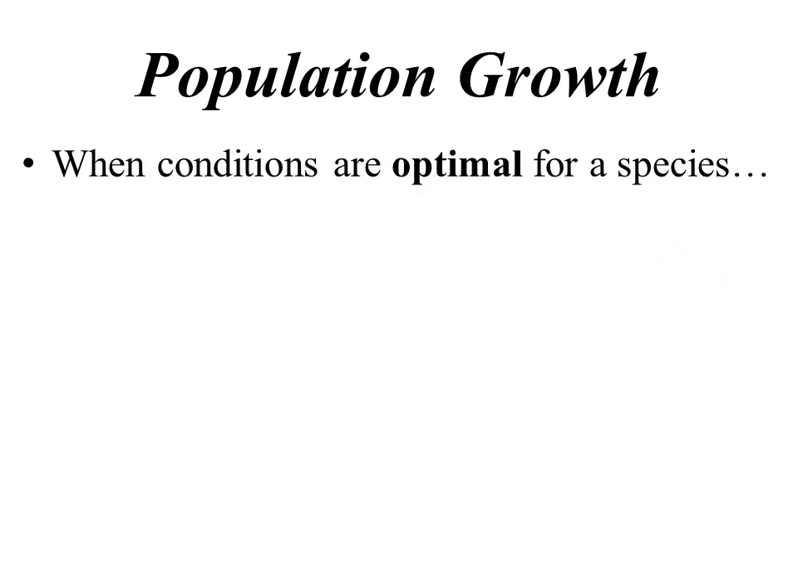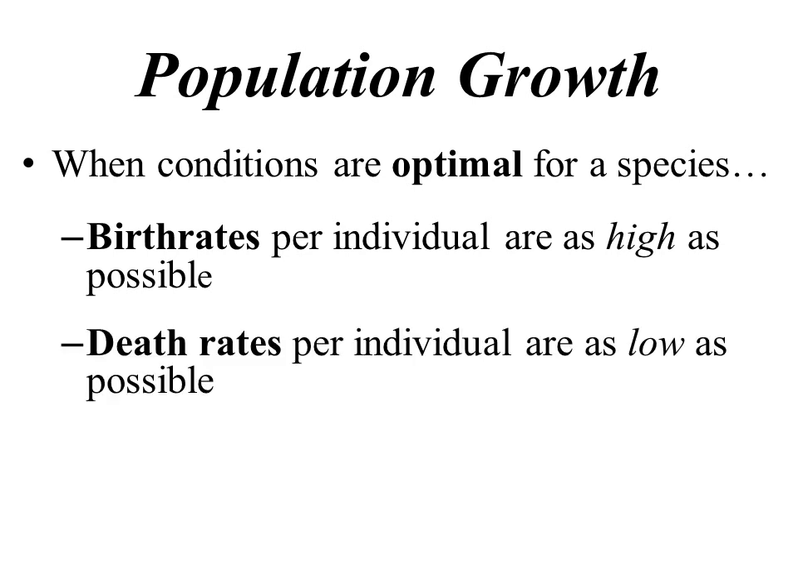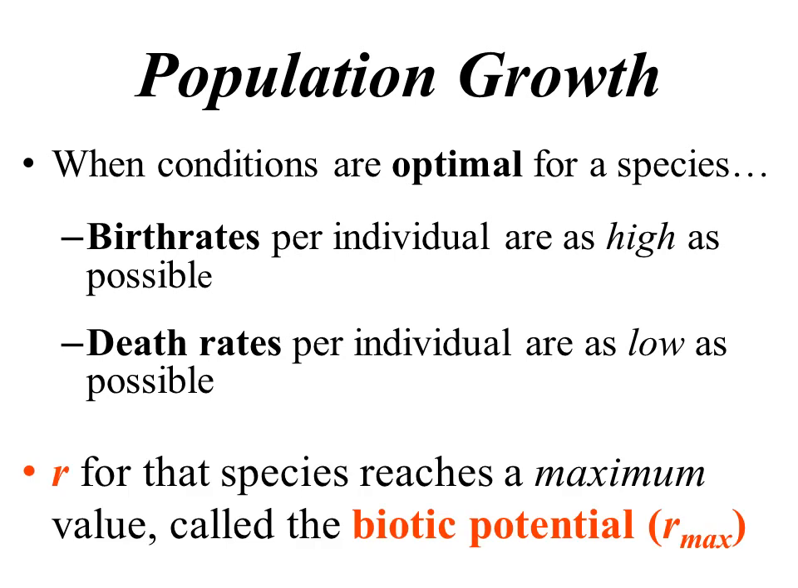All right. So when conditions are optimal for a species, birth rates per individual are as high as possible, death rates per individual are as low as possible, and the R for that species reaches a maximum value called the biotic potential.